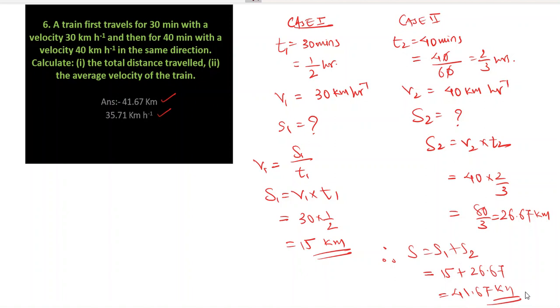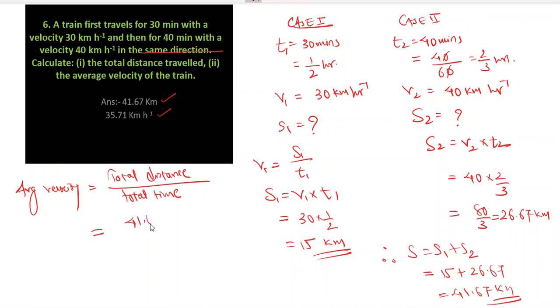Okay, next is the average velocity. So average velocity is equal to total distance upon total time, total displacement upon total time. Doesn't matter, it's the straight line in the same direction, therefore distance and displacement are the same thing. So total distance or displacement is 41.67 upon total time. Okay, we can write this in fractions so that our answer is simple. Let's write it in fraction and see.